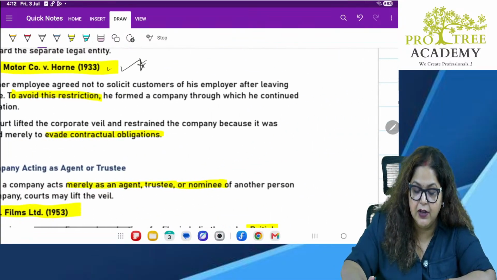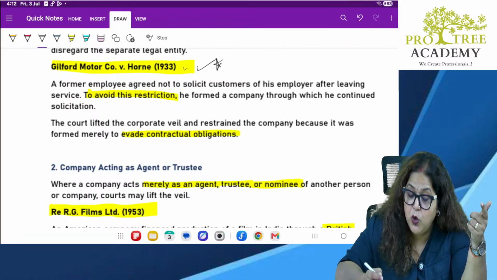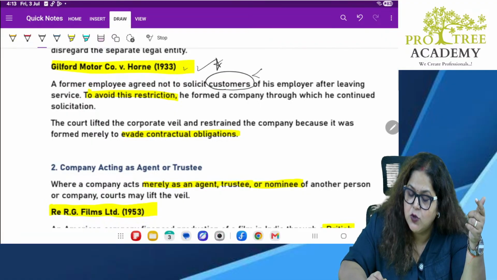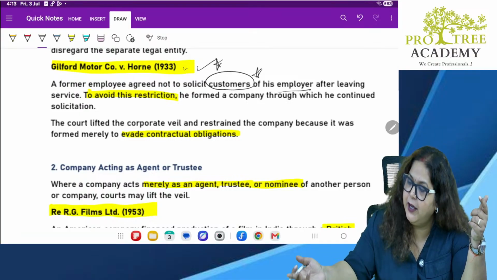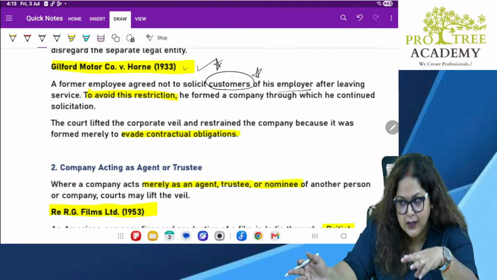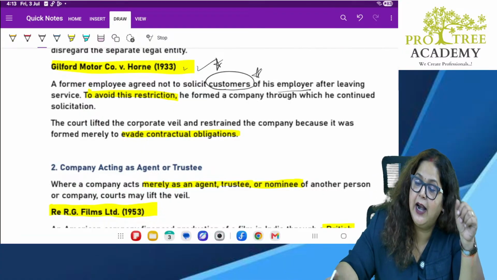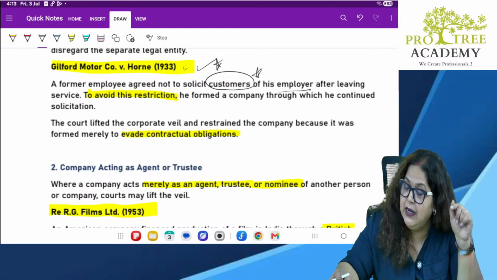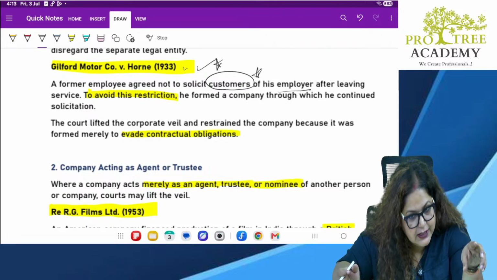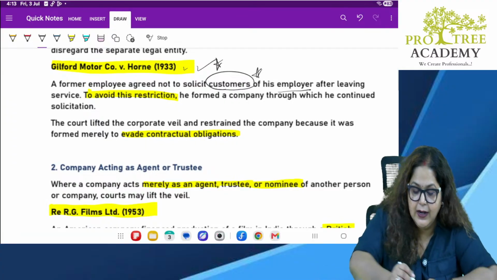So here it is given that a former employee, who is the employee? Abhijit, agreed not to solicit customers, sorry, not employee, customers of his employer. Employer is that company. Are you getting? Abhijit was the employee of that company. So that company is the employer of Abhijit. So Abhijit had made a contract that after leaving this company, I am not going to start any kind of court proceeding against the customer of this company after leaving service.